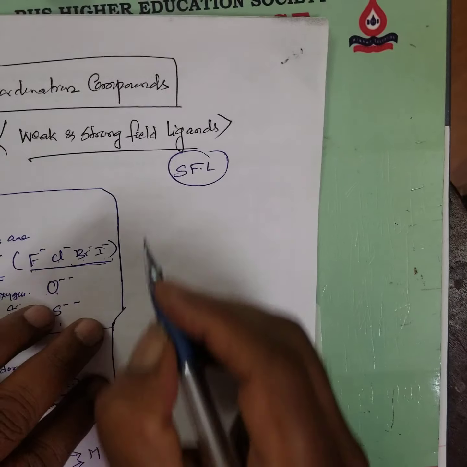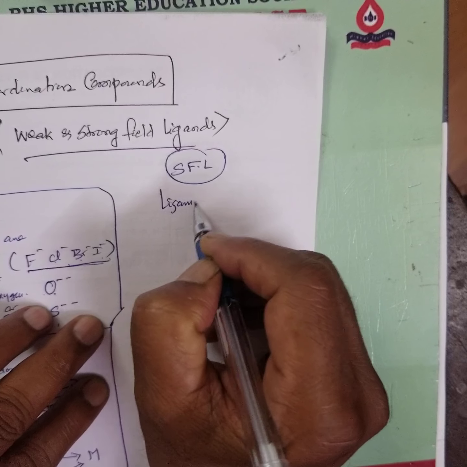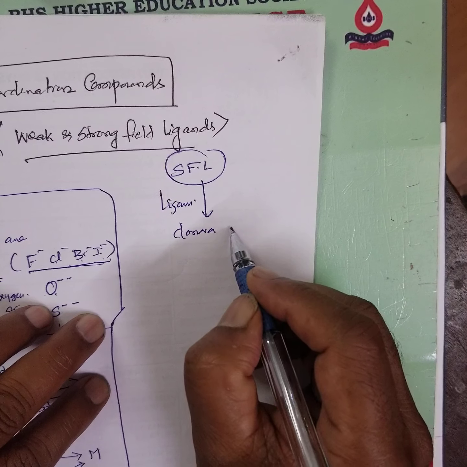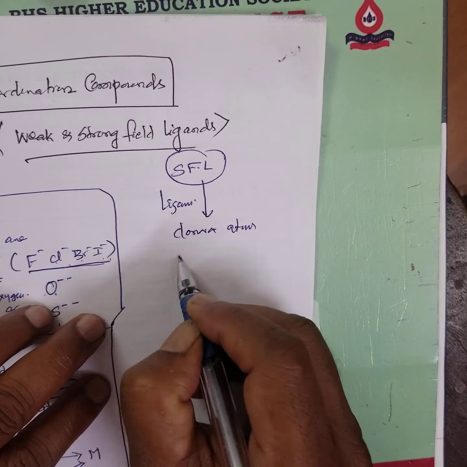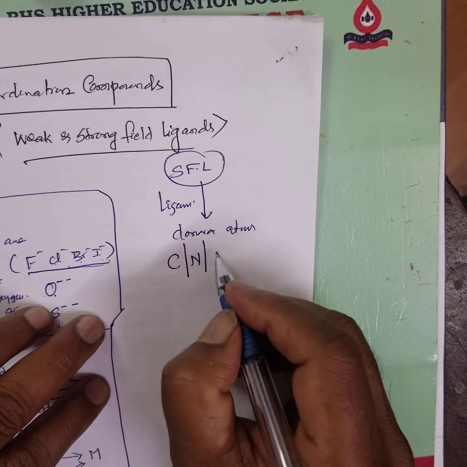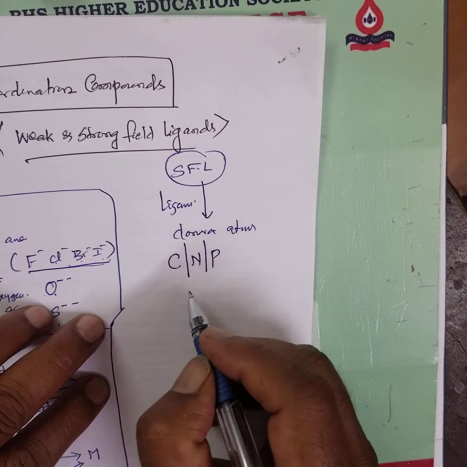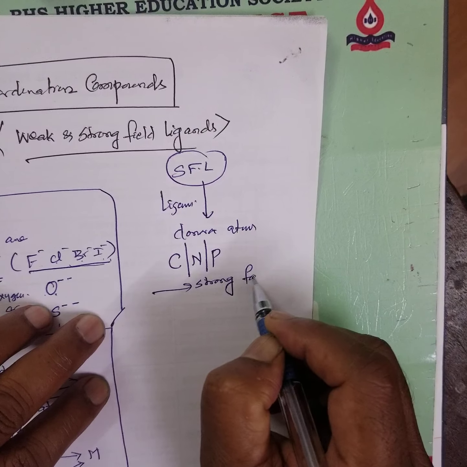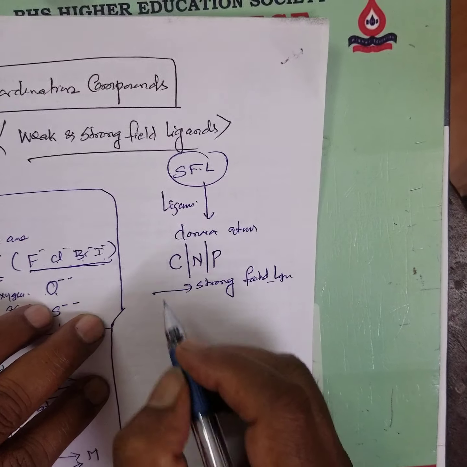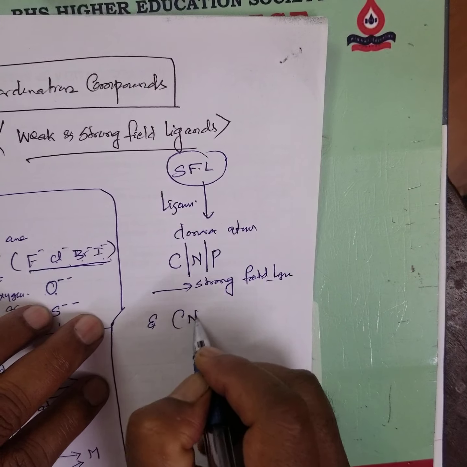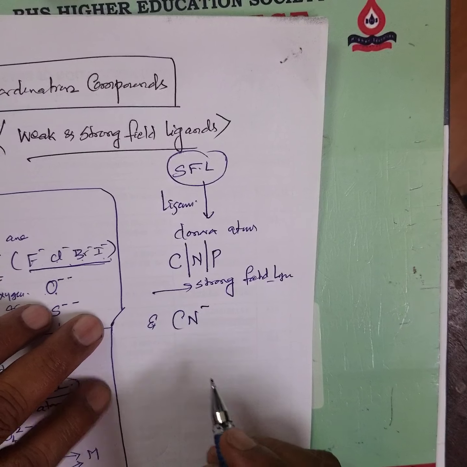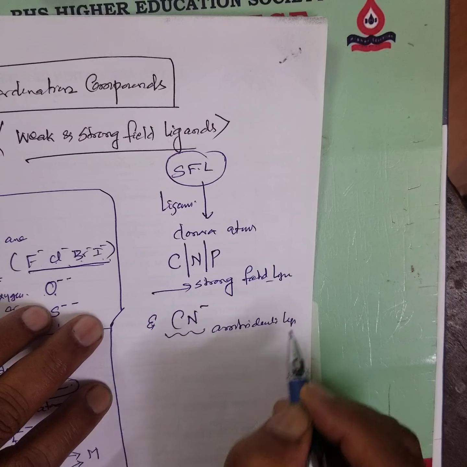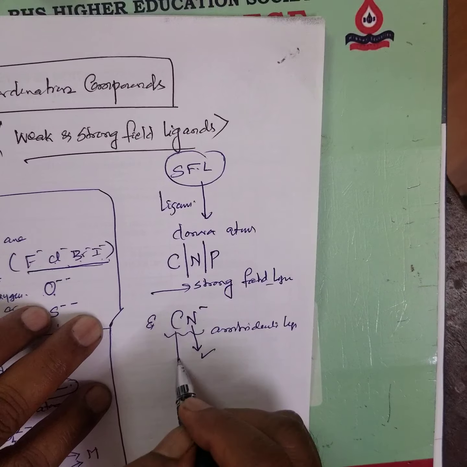In the case of strong field ligands, what are the donor atoms? Donor atoms, carbon or nitrogen and phosphorus, they are called strong field ligands. Example, cyanide. This is an ambidentate ligand. Here nitrogen can be a donor or carbon can be a donor.